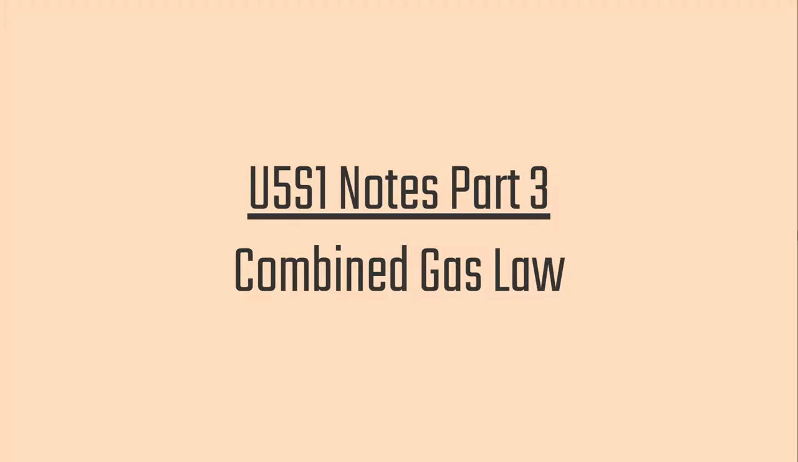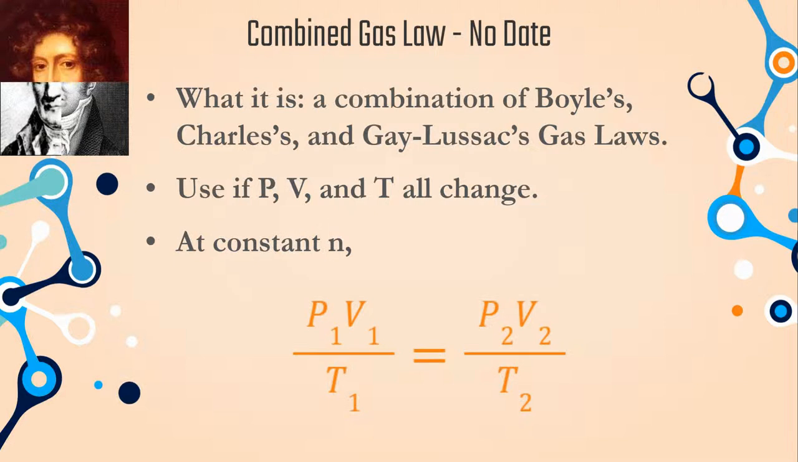This is the video for the Unit 5 Section 1 Notes Part 3 on the combined gas law. So the combined gas law is a combination of Boyle's, Charles's, and Gay-Lussac's gas laws. We use this gas law if a gas undergoes a change of pressure, volume, and temperature all at once. And really, this law is used if the same amount of gas is present, so at constant number of particles.